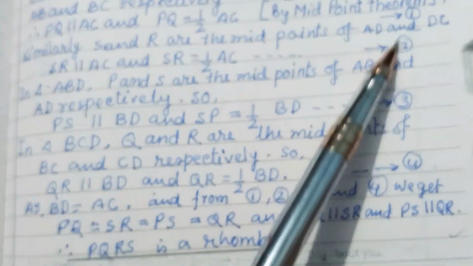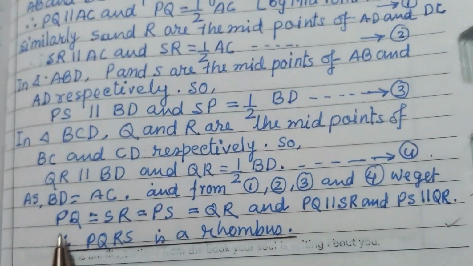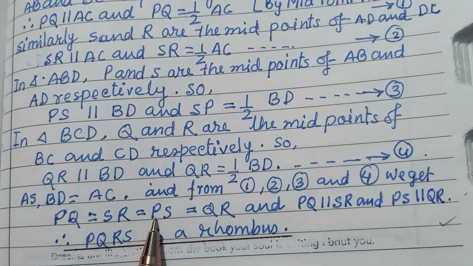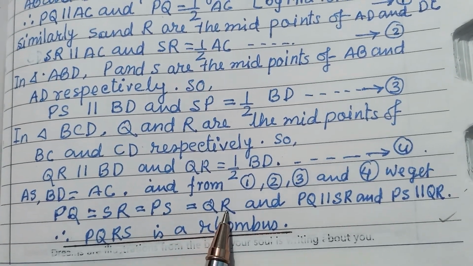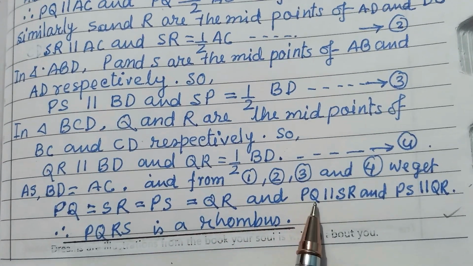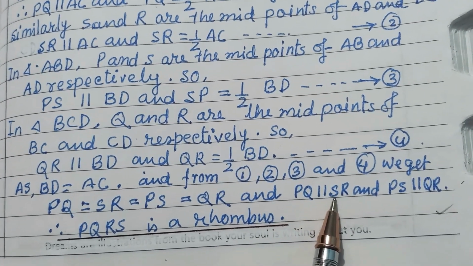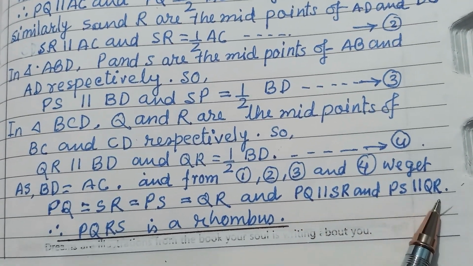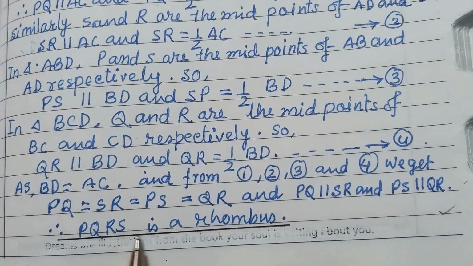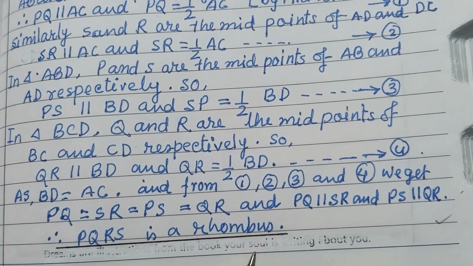From these four relations we have got PQ is equal to SR is equal to PS is equal to QR, and PQ is parallel to SR and PS is parallel to QR. Therefore, PQRS is a rhombus. Thank you very much.